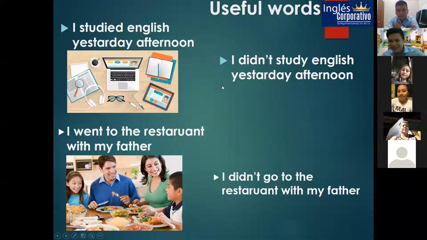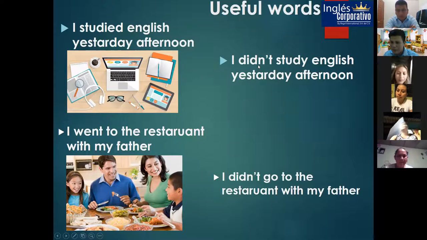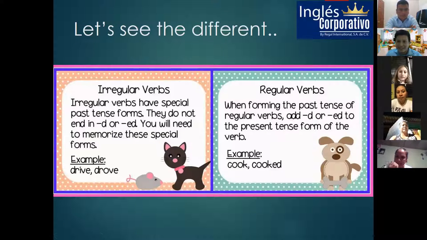Yo sé que ahí Wilfredo está diciendo, teacher, no lo entiendo, I don't understand, pero ya lo vamos a entender más a profundidad. Ok, let's get started. Tenemos the negative wave. Si ustedes notan, no importa que sea irregular o regular verbs, siempre vamos a empezar con didn't. Didn't study, didn't go. Entonces, para negar el pasado es más fácil porque solo agregamos didn't, right? Okay, let's see the difference between irregulars and regular verbs.